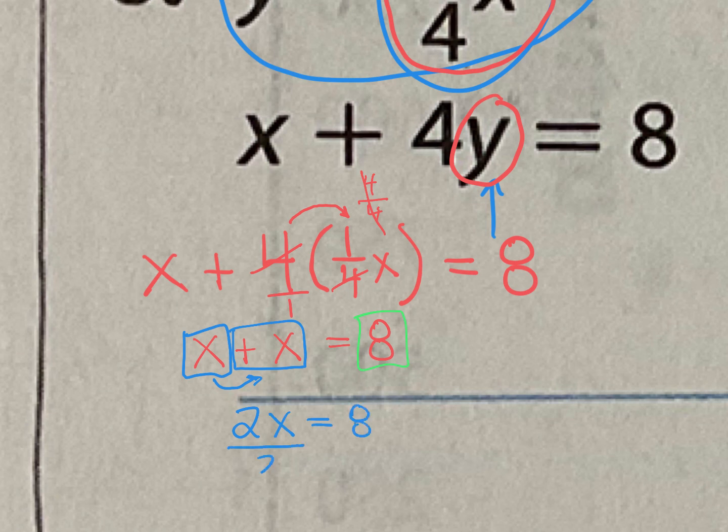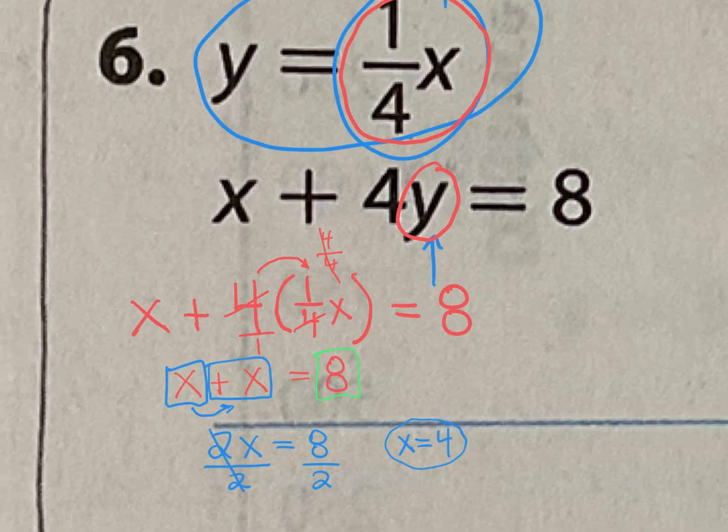We're going to divide by 2. So we get a 2 on top and 2 on bottom, so we can get rid of it. And we get x equals 4. Okay, so now I know x has to equal 4.